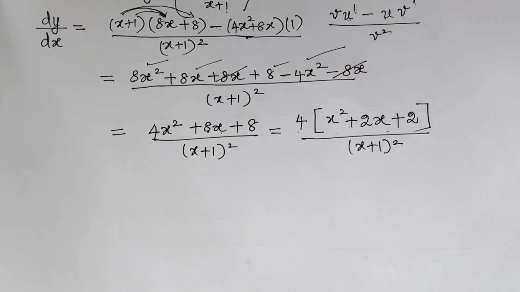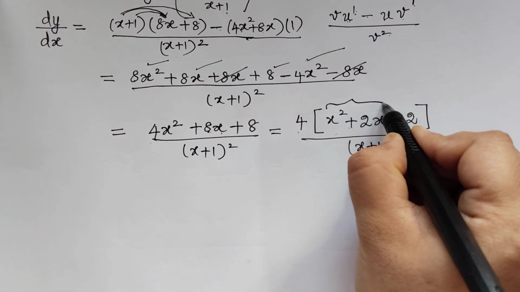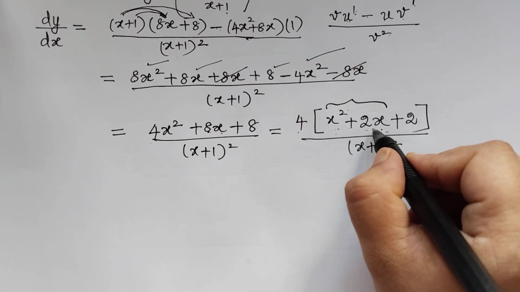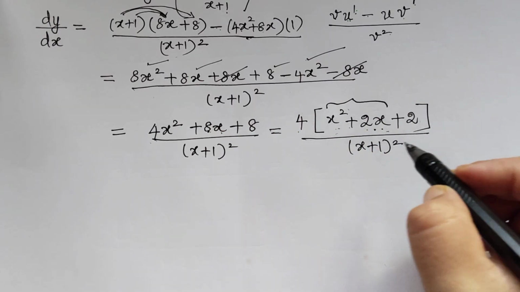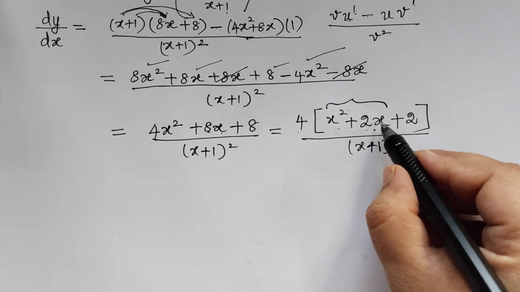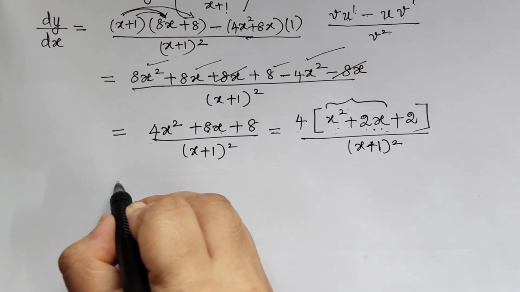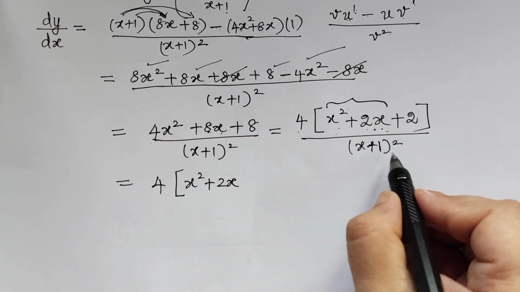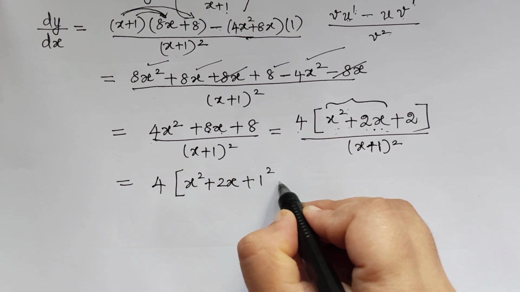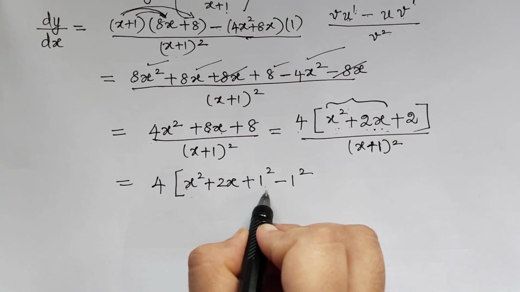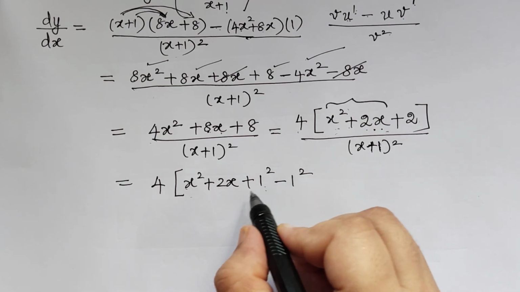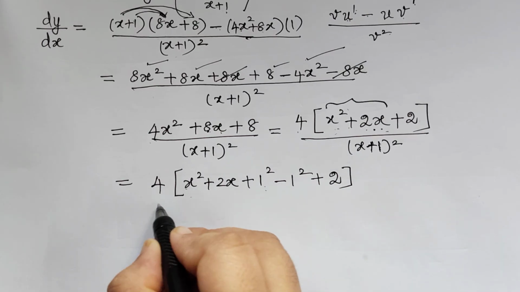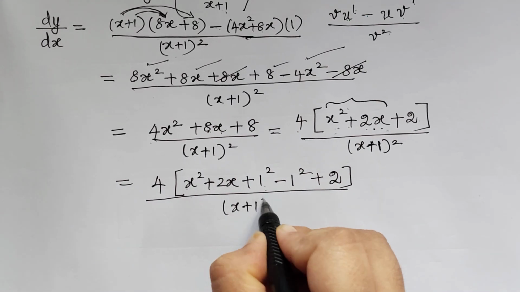Now the terms inside the bracket have to be made a perfect square. So that is x square plus 2x. Already we know that a square plus 2ab, so the value of b is 1. Or you can just remember that whatever value you have, you add and subtract its square. So that is equal to 4 multiplied with x square plus 2x as it is, plus 1 square minus 1 square. In order to make it a perfect square, we are doing this. The concept of perfect square you would have learnt in your lower classes. So plus 2, the whole divided by x plus 1 the whole square.